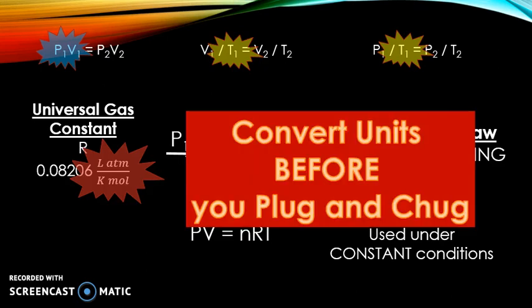One big reminder before we keep moving. The units on R, 0.08206, are liters atmospheres divided by Kelvin mole. It is extremely important that before you go and plug and chug with any numbers in this chapter, you have to convert into those specific units or you will not meet success with your problems.